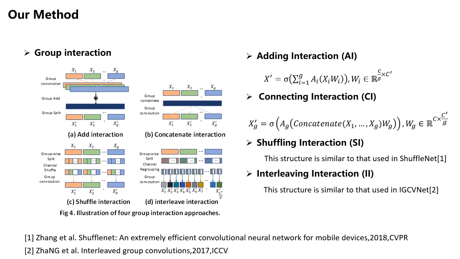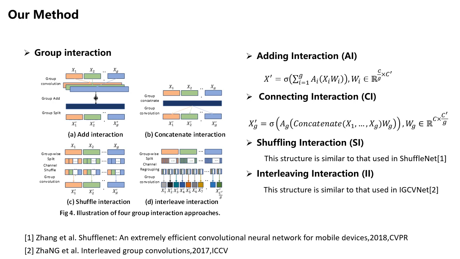For shuffling interaction, this structure is similar to that used in ShuffleNet, which splits the channels in each group into G subgroups and feeds each group with different subgroups. For example, suppose a group GCN layer with G groups whose input shape is G, D. We first transpose it into D, G, flatten, and then reshape it back as the input shape. The channel shuffle operation is efficient and elegant.